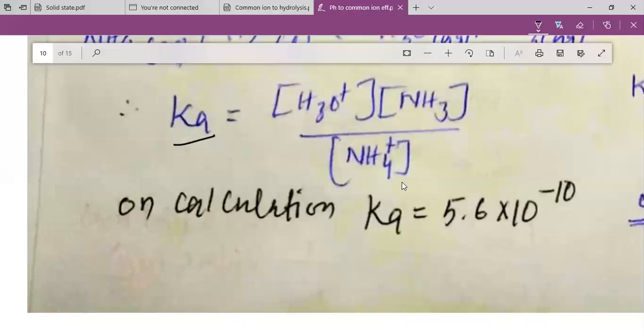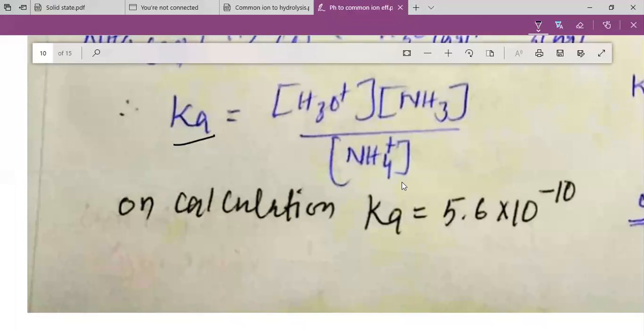Can you read this? Dear student, can you read it for me? Can any of you read this for me? Nobody is interested.